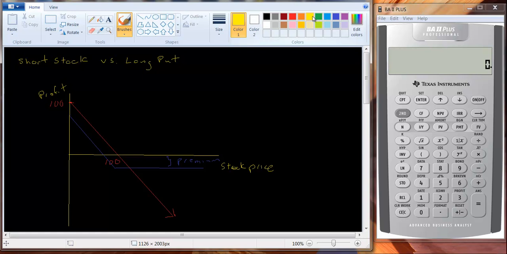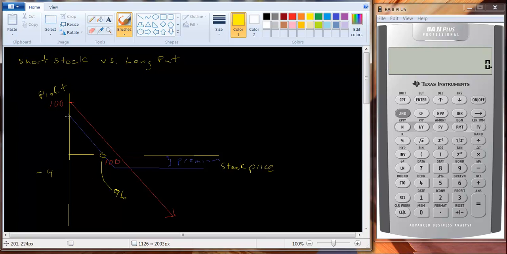So let's take a numerical example here. The first thing we should find is the break-even point. Let's say that you paid $4 for this premium. Then the break-even point is going to be what? The stock has to fall enough. Remember, this is 100 you sold it at. It has to fall enough so that you cover that $4 loss. So it has to fall to 96 a share. So break even here is 96.